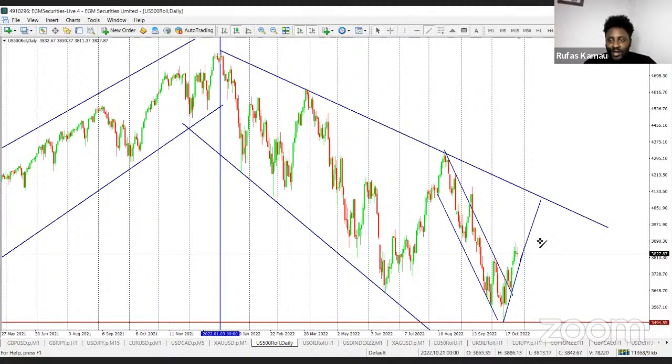Once it gets to the upper trend line, then perhaps we'll see the market continuing to move back downwards. So why am I saying this? One is that the economic challenges that the US is facing have not suddenly come to an end. They are still very present.